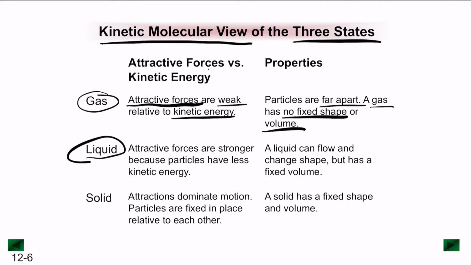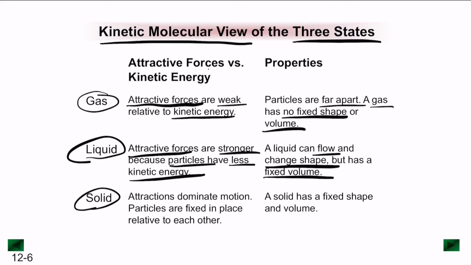Let's take the example of a liquid. In liquids, the attractive forces are stronger because the particles have less kinetic energy. This makes the liquid flow and change shape, but have a fixed volume. Let's take solids. In solids, attractions dominate motion because particles here are fixed in place and there is relatively minuscule kinetic energy. A solid in general has a fixed shape and volume.